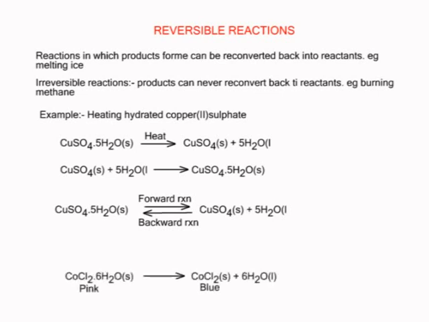Hydrated cobalt 2 chloride, when heated, loses its water of crystallization to form anhydrous cobalt 2 chloride. Hydrated cobalt 2 chloride is pink in color. The unhydrated salt is blue in color. Again, when water is added, the hydrated salt reforms. So that brings us to what we call equilibrium.